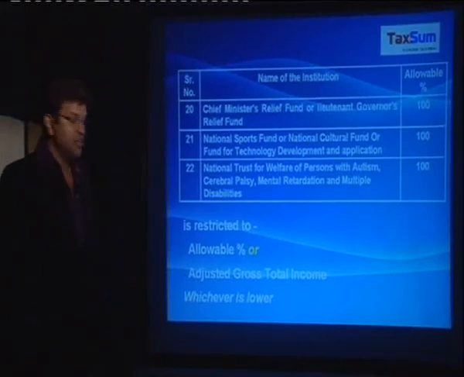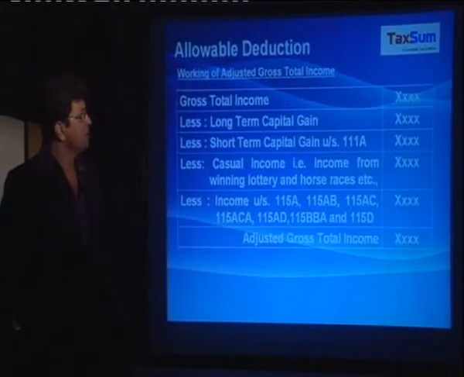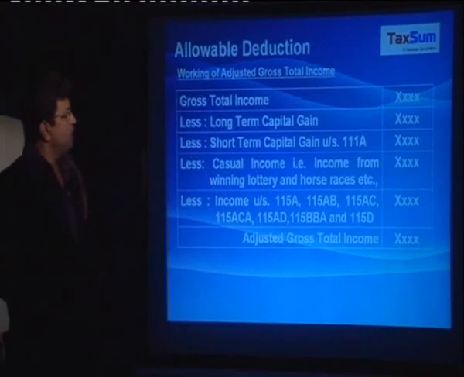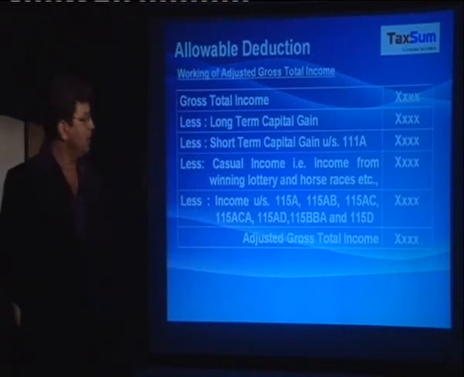Now how is this adjusted gross total income computed? First of all, the assessee has to calculate gross total income. From the gross total income, the assessee has to reduce long-term capital gain, short-term capital gain under section 111A, casual incomes, and income under section 115A, AB, AC, ACA, AD, BBA, and D. And the resulting amount would be adjusted gross total income.